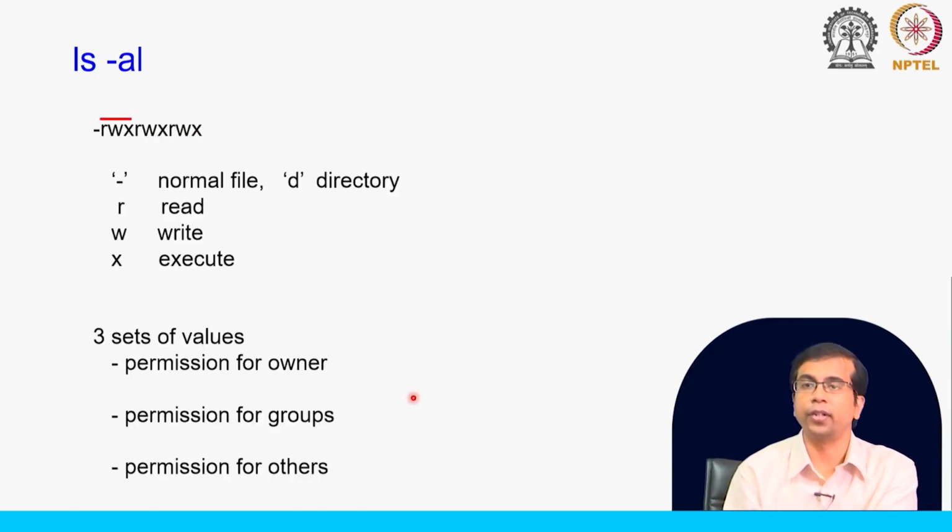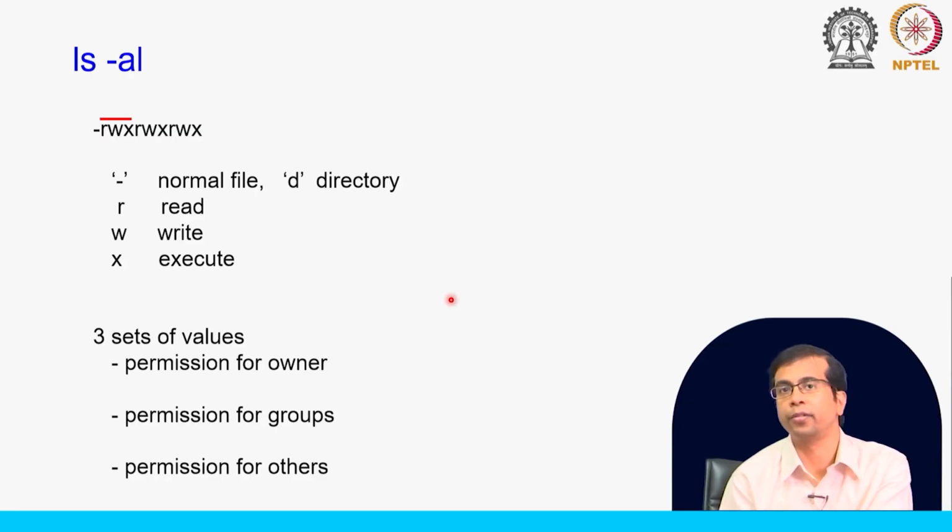Now, the question is, why is it repeated 3 times? There are 3 sets of values. The first set of rwx is the permission for the owner. It means the owner of this file has read, write and execute permission, so the owner can do all these tasks. The second rwx is for groups. There could be Linux groups and they also have read, write and execute permissions. The third set of rwx is the permission for others. So, you have these 3 sets of values for read, write and execute.